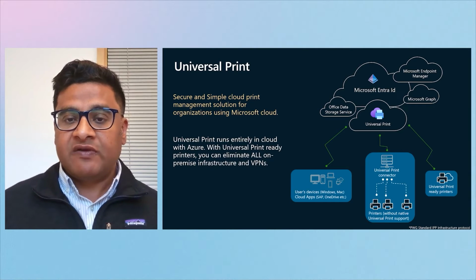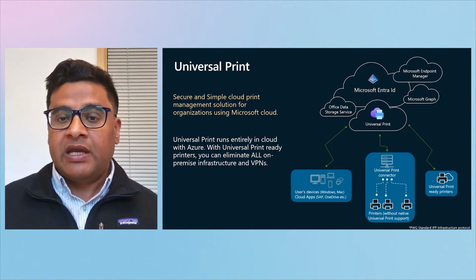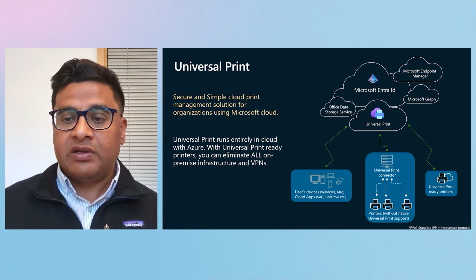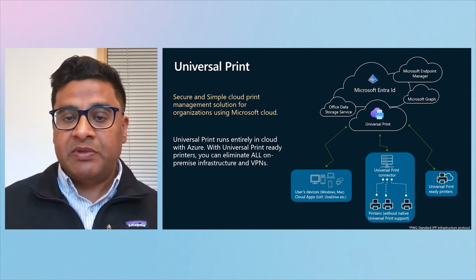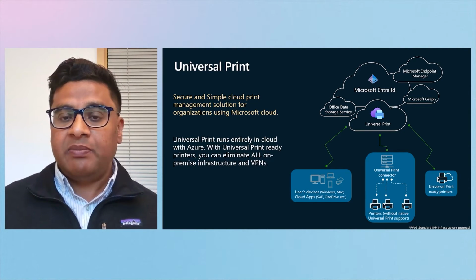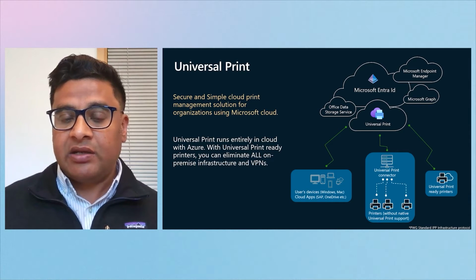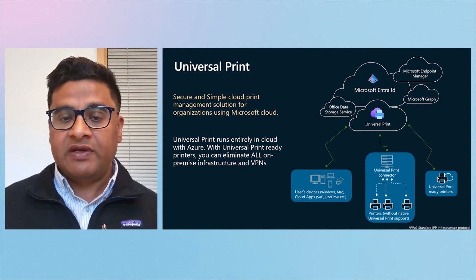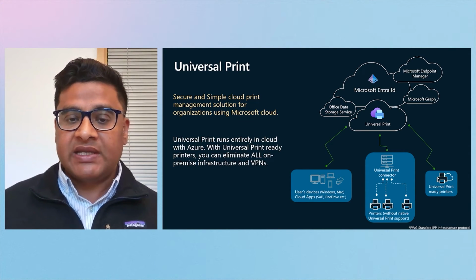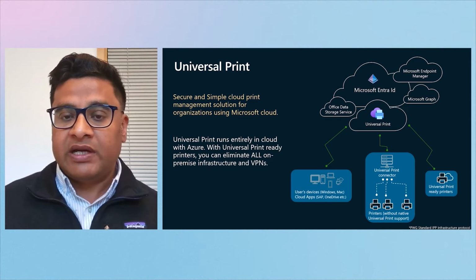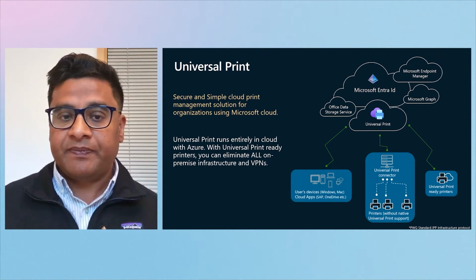A connector is a piece of software that comes with Universal Print, and you can install it either on a Windows server or a Windows client. The connector talks to the printers on the local network and then sends all their information and collects the jobs from Universal Print into the cloud. The printers once published into Universal Print can then be downloaded or searched and added on the devices by the users, either on their Windows devices or Mac devices, or even used directly through the cloud applications like SAP or through OneDrive for Business or Excel, etc.